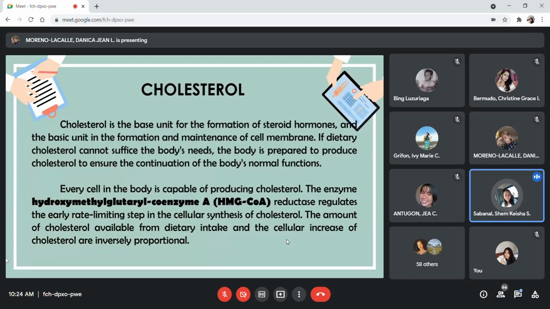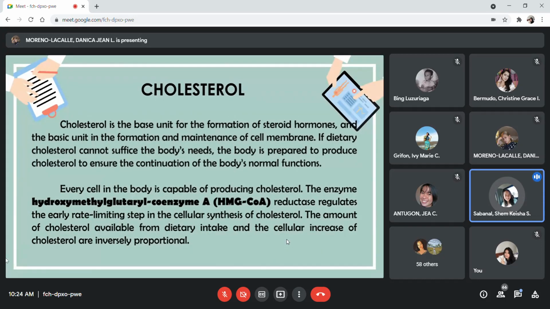And why is our cells able to do that? Because we have this enzyme called hydroxymethylglutaryl coenzyme A reductase. So take note of that because it is very important later on when we discuss about the drugs. So what does this enzyme do? It regulates the early rate limiting step in the cellular synthesis of cholesterol. So simply ra, if wala ka ana nga enzyme, dili ka synthesize of cholesterol ang imong cells. So that is very important.